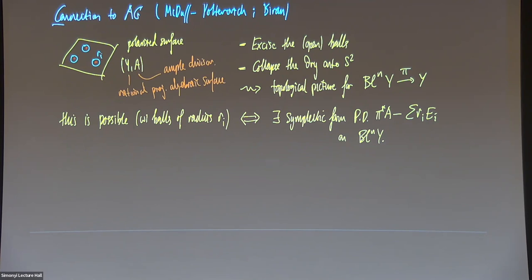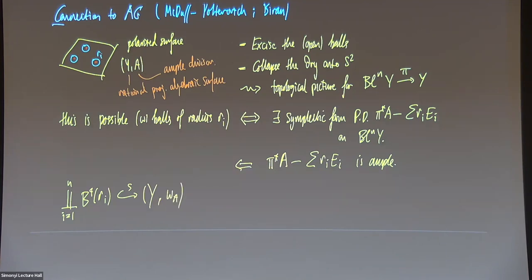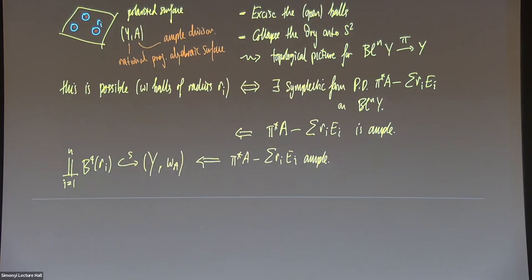Well, one way to guarantee that is if the class is ample. In other words, some multiple of it has enough sections to embed my surface into a projective space. Okay, so what we've ended up with, if you want to phrase it a slightly different way, is I can symplectically embed a disjoint union of balls of radius ri into my surface Y, equipped with the symplectic form Poincaré dual to my divisor A, if this divisor is ample. Not if and only if, but in particular, when.